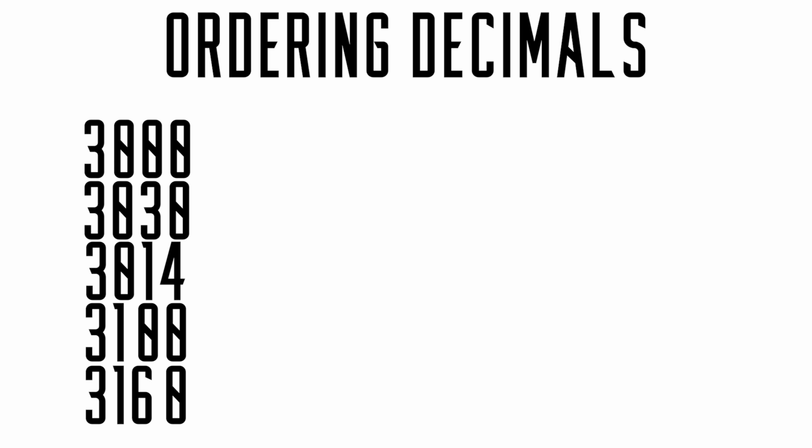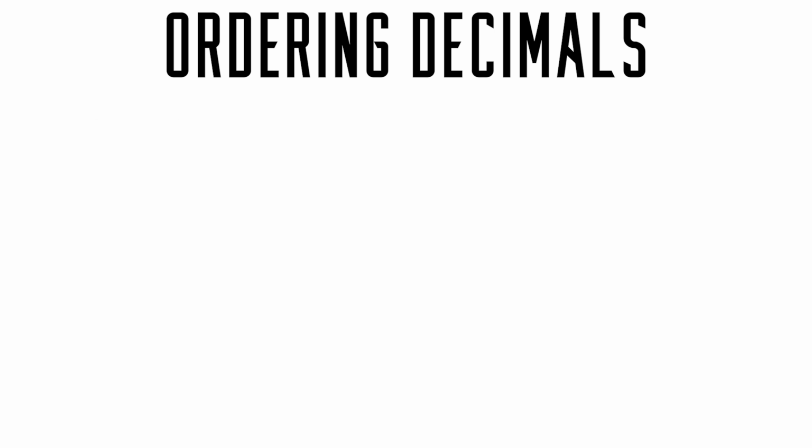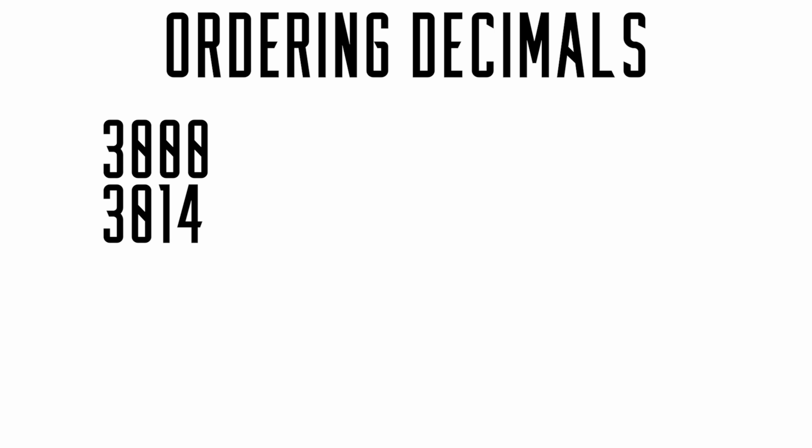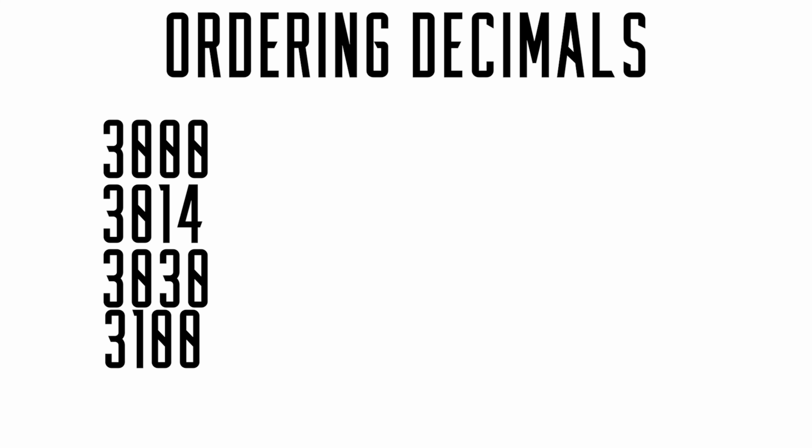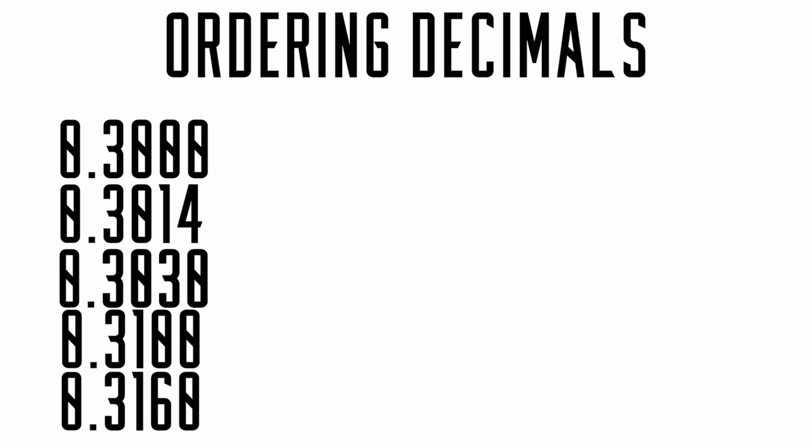We can much more easily arrange these numbers from smallest to largest. We have 3000, 3014, 3030, 3100 and 3160 as the largest. If we then add the zeros and decimal points back to the numbers, we've ordered the numbers from smallest to largest. Of course, in this instance, removing the leading zeros and decimals works, as they are all numbers less than 1.